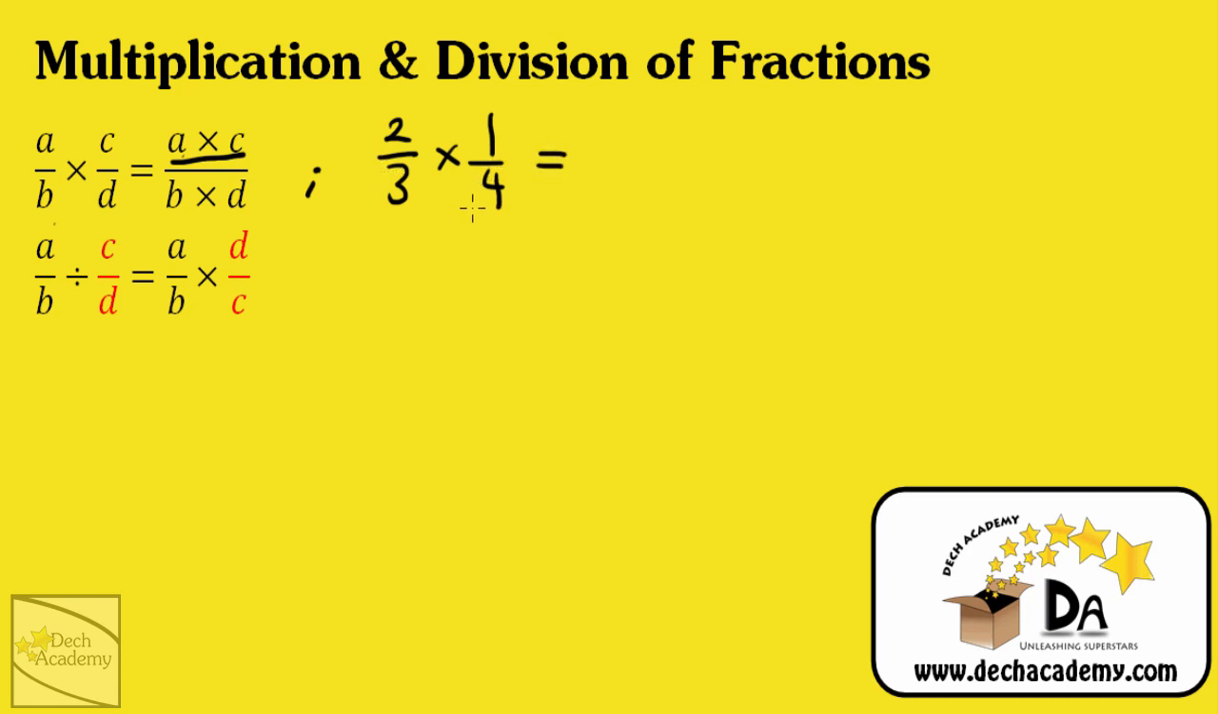The result of this multiplication is a fraction whose numerator is 2 times 1, which is 2, whose denominator is 3 times 4, which is 12. This can be simplified to give 1/6.